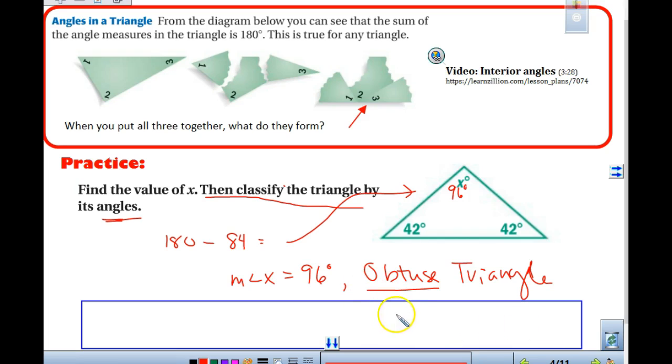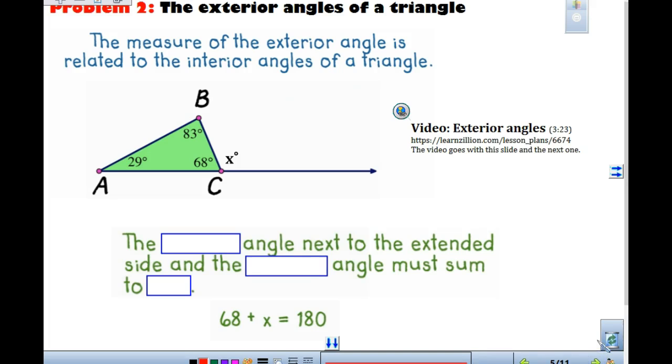Okay? Is it also isosceles? Yes, but that's dealing with the sides, not the angles, right? So I don't ask you to classify it by its sides. So if you put that down and that's the only question I ask you, then I'd have to mark that wrong. So the other thing we're going to be looking at is how this exterior angle is related to the two interior, or the three interior angles. What do I know if this is 68? What do I know about these two angles together with x? How many degrees do they make, Grace?